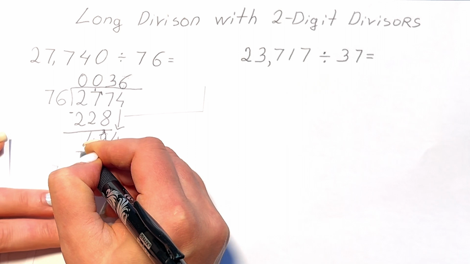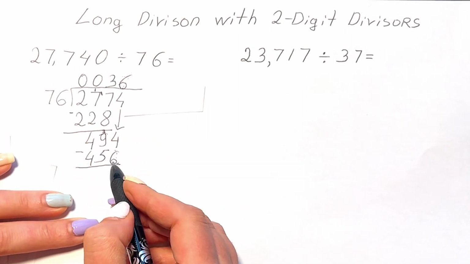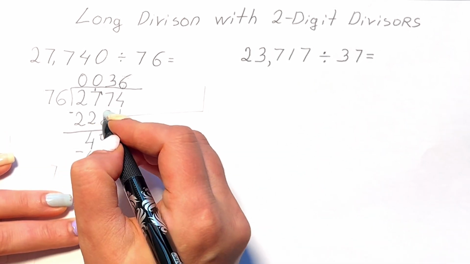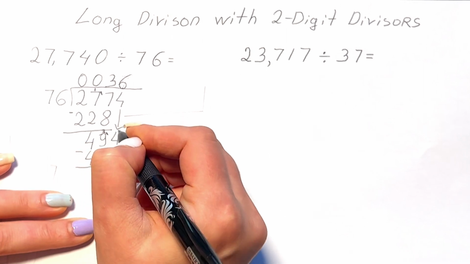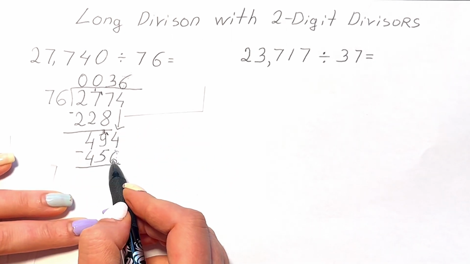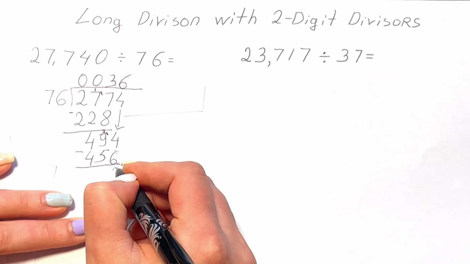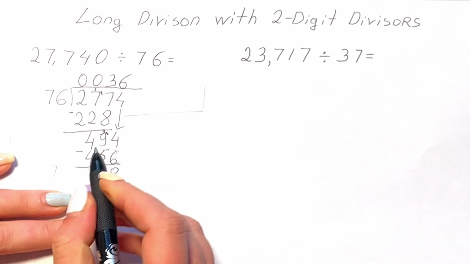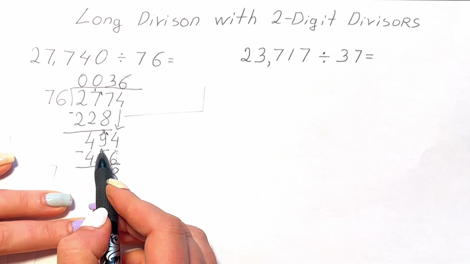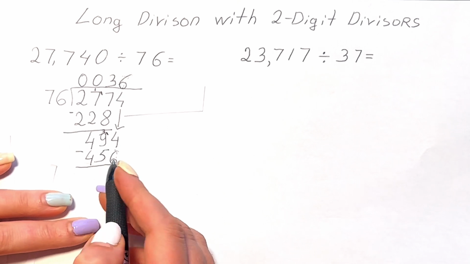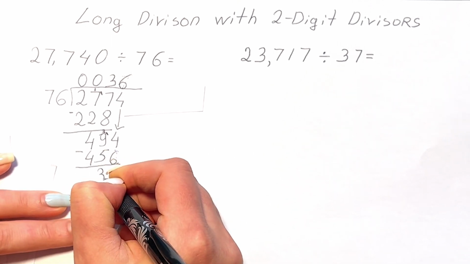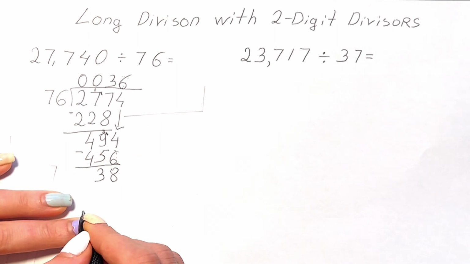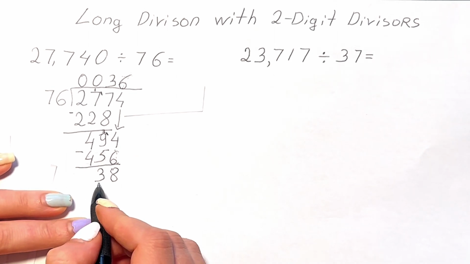Let's subtract to get the remainder. 4 minus 6, I can't do that. I'm gonna borrow from the 9. 14 minus 6 is 8. Because there is a borrowing sign on the top of the 9, it means it's one digit less. 8 minus 5 is 3. 4 minus 4 is 0. Our remainder will be 38.